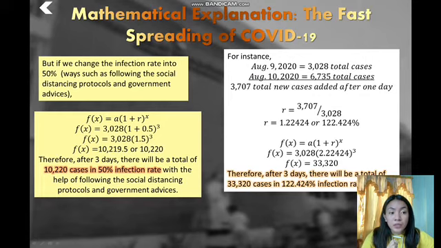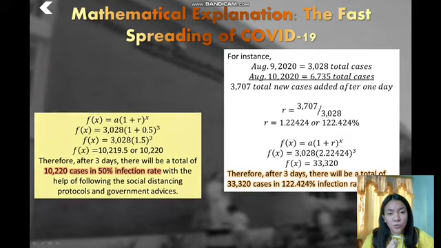And now we're going to solve for it. 3,028 times 1.5 to the power of 3, or cube, which is equivalent to 10,219.5. But since we are talking about population here, it will become 10,220. So in 3 days, there will be 10,220 cases at a 50% infection rate.